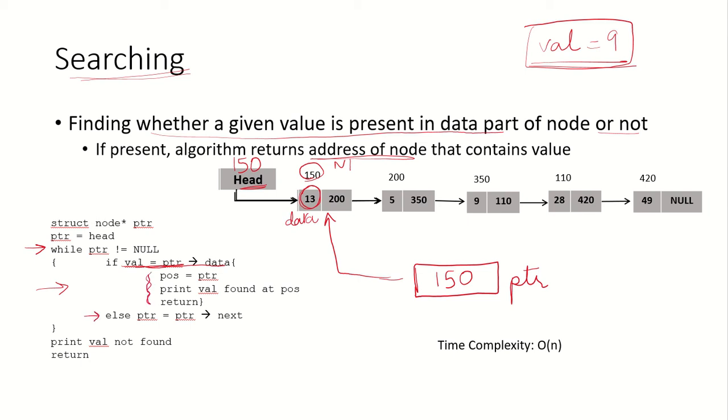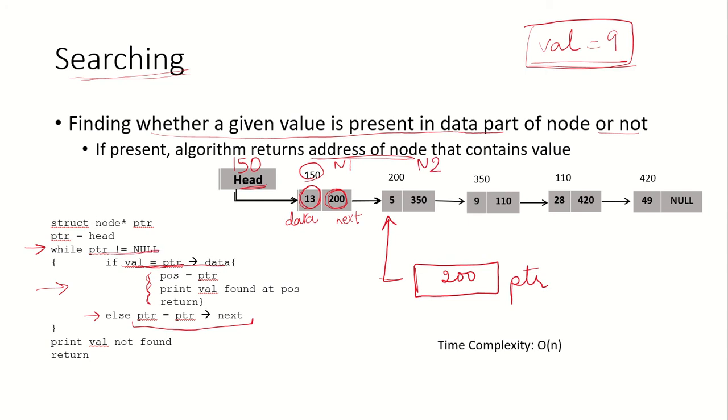We will come to the else part and update the pointer to PTR arrow next. PTR arrow next is 200. This is the next pointer of the node. So PTR will be updated to point to the next node, which is 200. So now PTR is pointing to the second node.